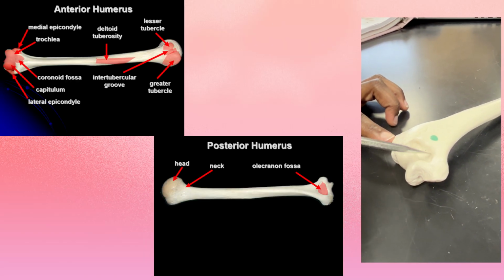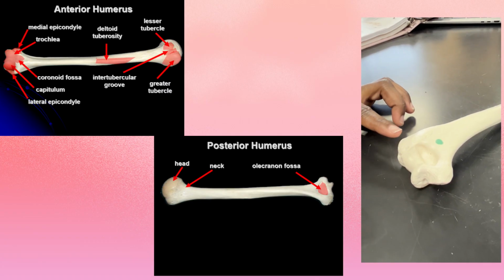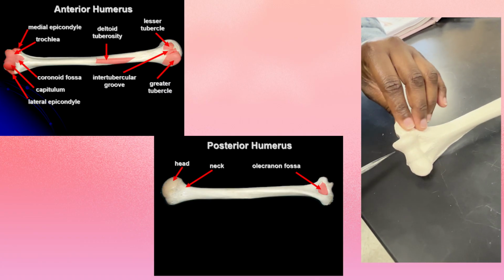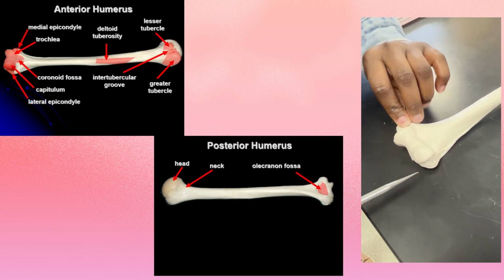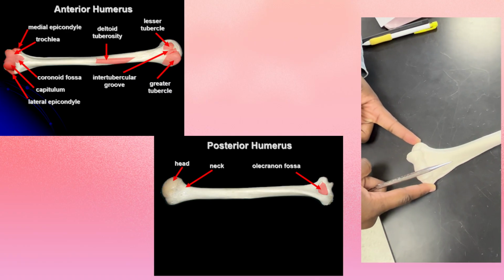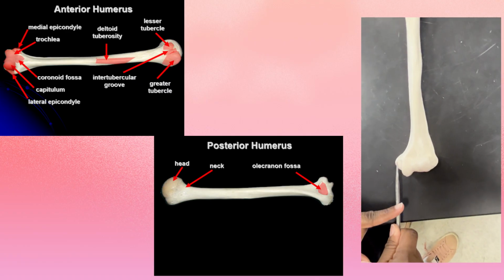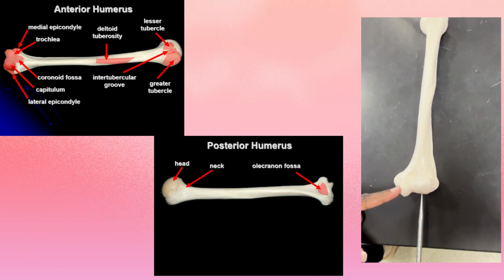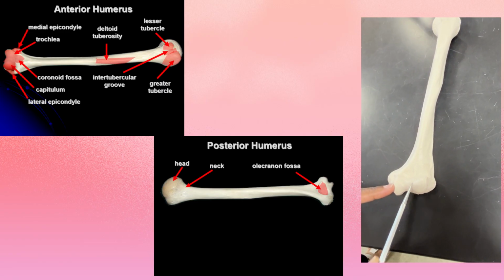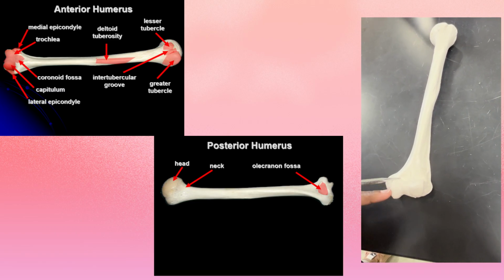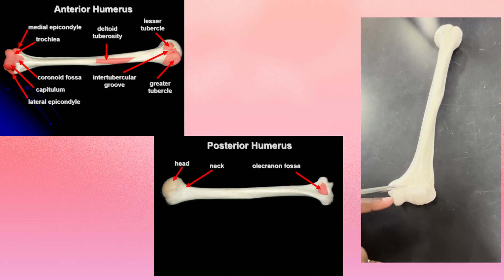Now when you go towards the bottom, this is the olecranon fossa. That's the dent in between the humerus. This curve-like shape is the trochlea. Now these pointy structures are the epicondyles. This is the lateral epicondyle. This is the medial epicondyle. This area here is the capitulum. And this small denture here is the coronoid fossa.